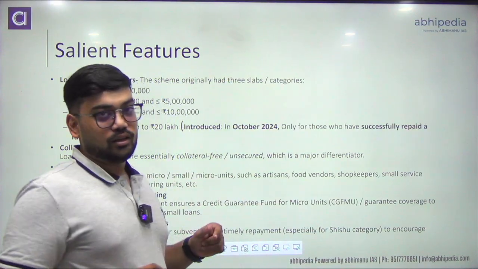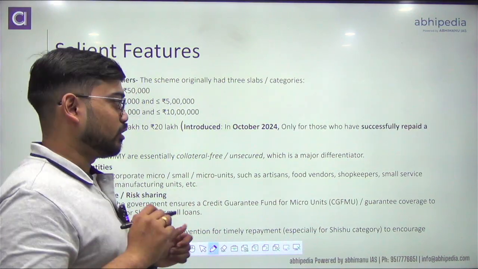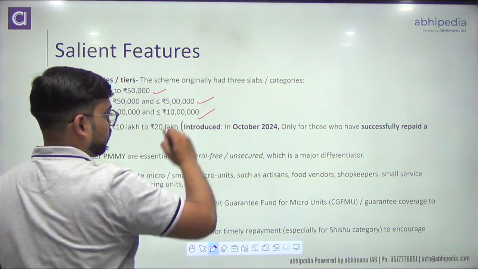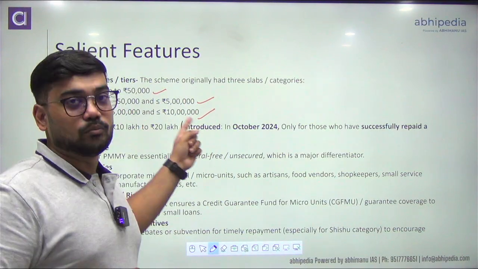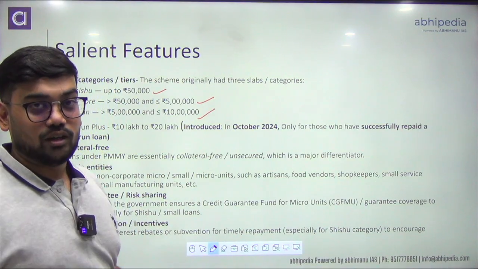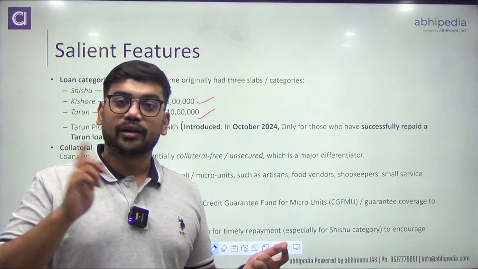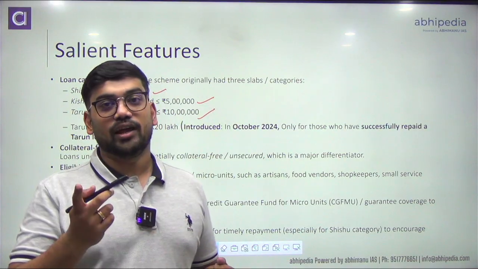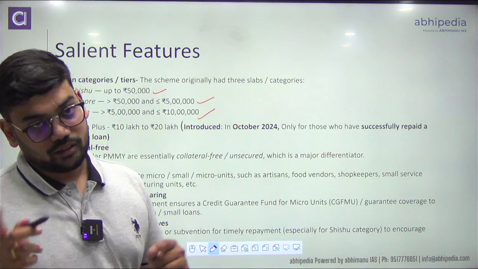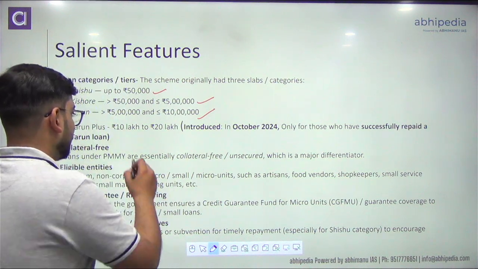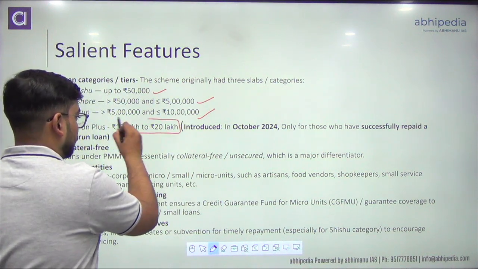In this scheme, the loans are provided in three categories. What are those three categories? First is Shishu, second is Kishore, third is Tarun. In the Shishu category, the amount ranges up to rupees 50,000. Whereas in Kishore, the amount ranges from 50,000 to 5 lakhs. And in Tarun, the amount ranges from 5 lakh to 10 lakh. Okay. In 2024, a new category was added, that is Tarun Plus. In this, the amount ranges from 10 lakh to 20 lakh.